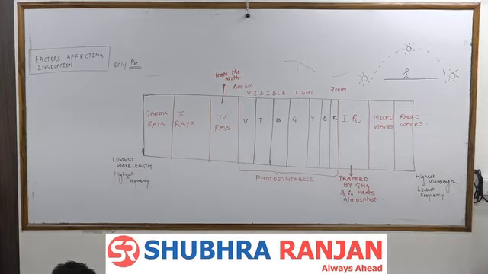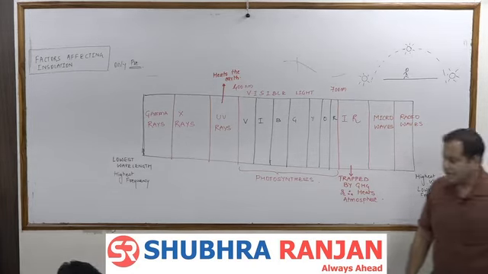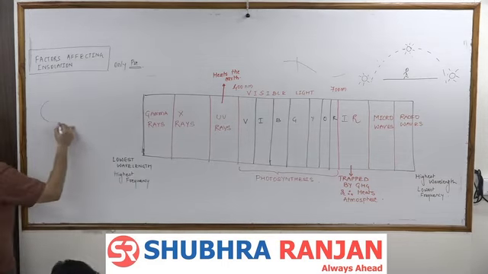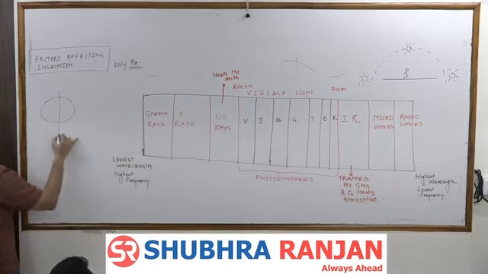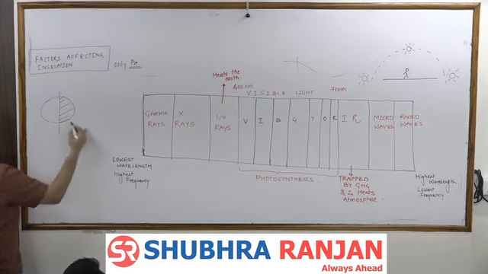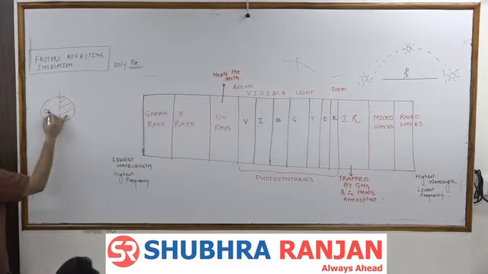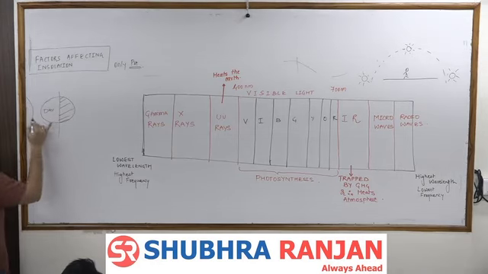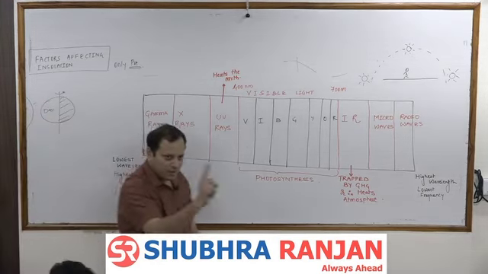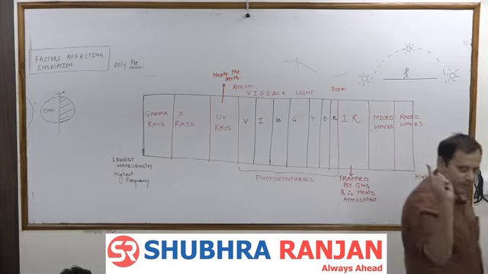Factors affecting insolation, do it only for prelims. So what is one factor affecting insolation? This is our earth. Some part is dark, some part has day. So why is that? Rotation of the earth. So can I say one of the factors affecting insolation is rotation.